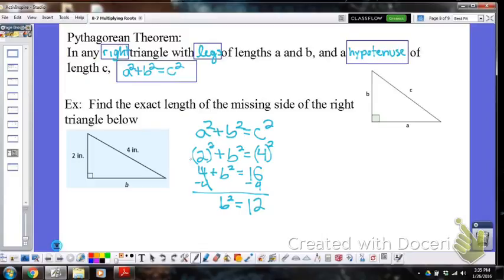Now let's talk about how to get rid of a square. Well, the inverse operation of squaring something is taking the square root of it. So to get rid of that square, we're going to take the square root of both sides. So b is equal to the square root of 12. Let's see if we can simplify root 12 at all. 12 goes into 2 and 6, and 6 goes into 2 and 3. We have a pair of 2's, so I know I can pull that out. So b will be equal to 2, and we're left with just a root 3. So b is equal to 2 root 3.